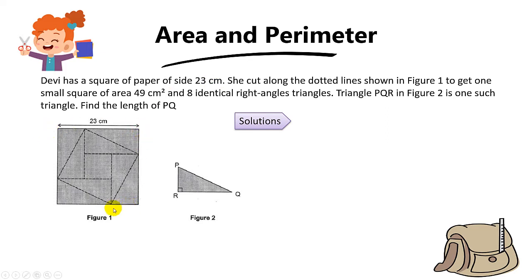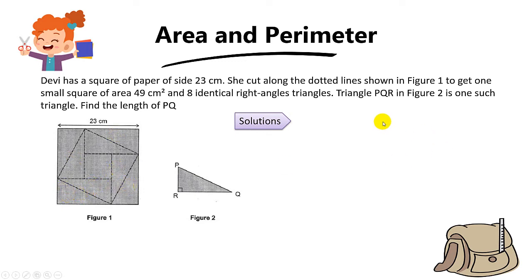Over here each side is 23 cm. She cut along the dotted lines shown in this figure to get one small square of area 49 cm² and 8 identical right-angled triangles. In other words, after cutting along these dotted lines, she will have one small square over here and 8 identical right-angled triangles. Let's count how she got 8: 1, 2, 3, 4, 5, 6, 7, 8.